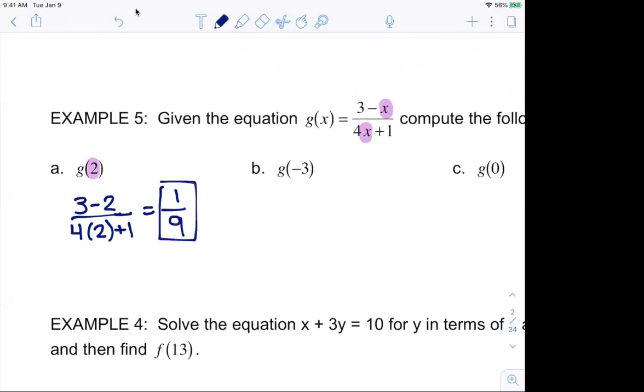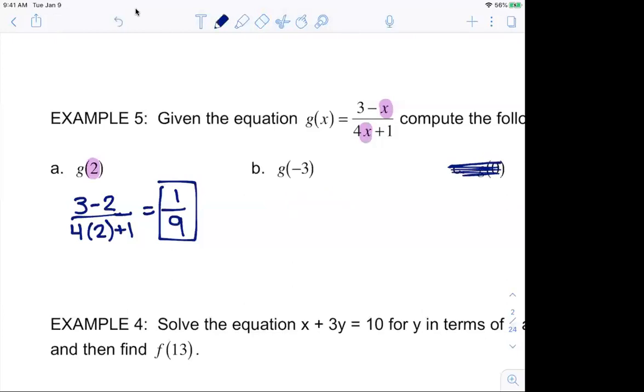1/9. If you put a decimal, it has to be 0.1 with a repeating bar. If you just put 0.11 or 0.111, you're going to be marked wrong. But I would just keep everything as a fraction. All right, I'm going to have you stop, and try letter B here with your input -3, and then type your answer in.